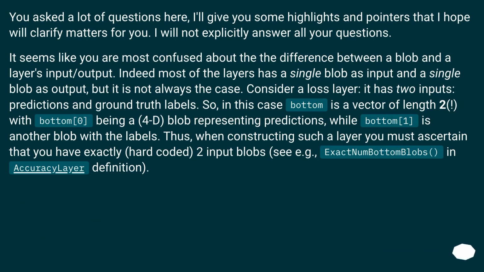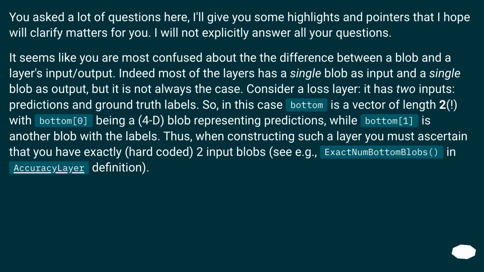You asked a lot of questions here. I'll give you some highlights and pointers that I hope will clarify matters for you. I will not explicitly answer all your questions. It seems like you are most confused about the difference between a blob and a layer's input/output. Indeed, most of the layers have a single blob as input and a single blob as output, but it is not always the case. Consider a loss layer, it has 2 inputs, predictions and ground truth labels. So, in this case bottom is a vector of length 2, with bottom[0] being a 4D blob representing predictions, while bottom[1] is another blob with the labels.